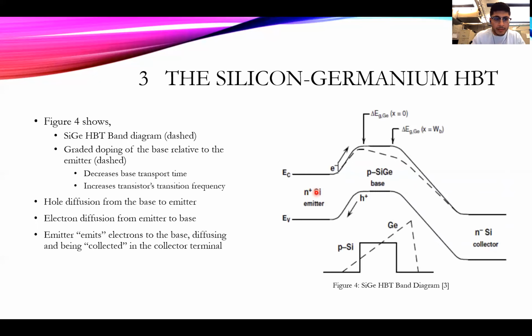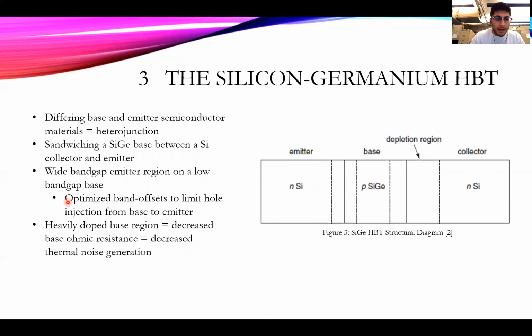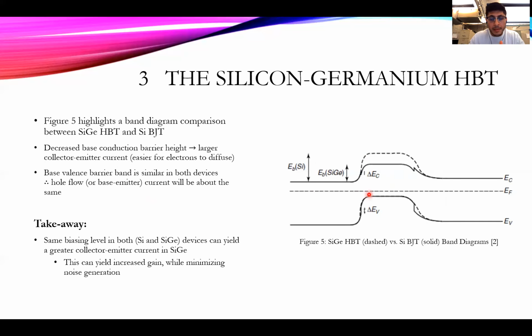What I said a couple of slides ago is optimized band offset. The wide band gap emitter with the low band gap base allows us to optimize our band offset. This is exactly what's happening. If you notice, we have a lower band gap base portion while we still have a wide band gap emitter, and that allows the Fermi levels to be lined up.